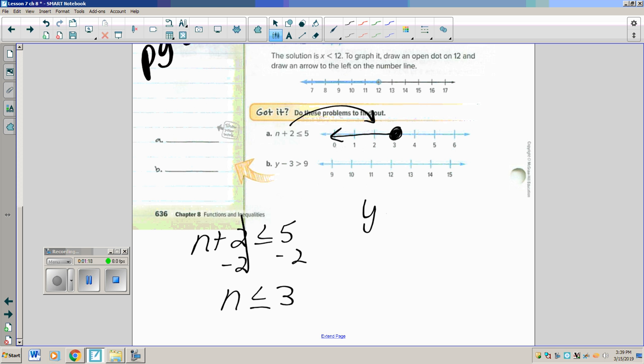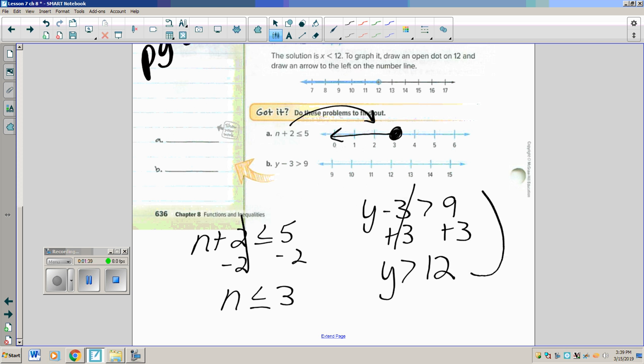Y minus 3 is greater than 9. I need to get the y by itself. The opposite of minus 3 is plus 3. If I put plus 3 on the left, I've got to put it on the right. Cross those out, because minus 3 plus 3 is 0. Y is greater than 12.